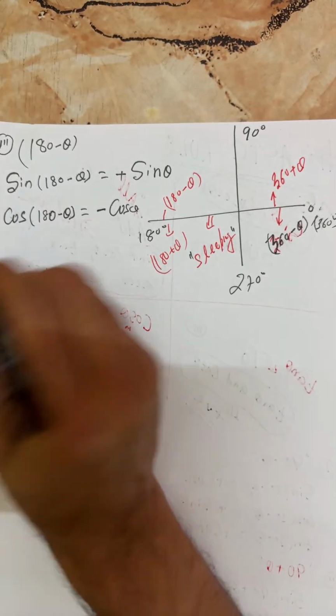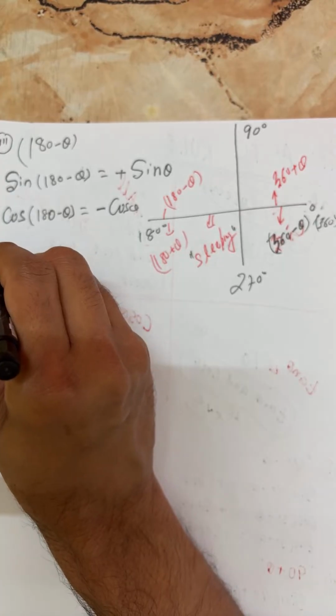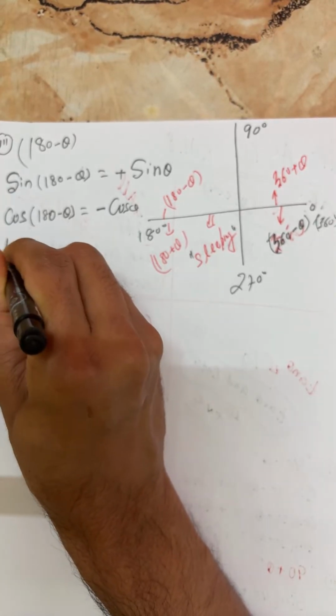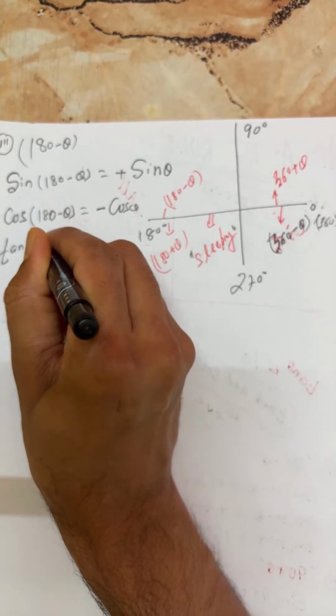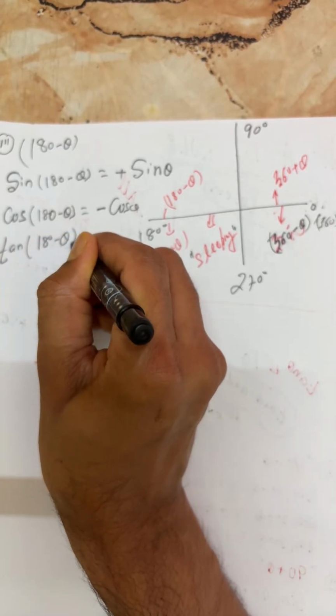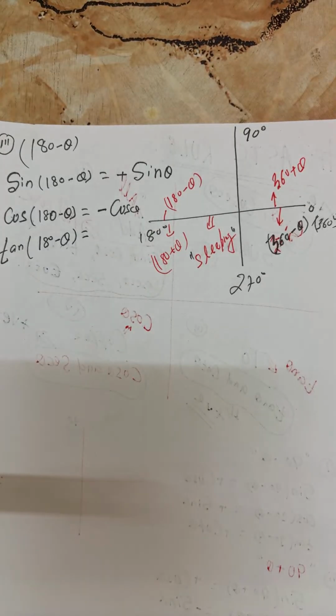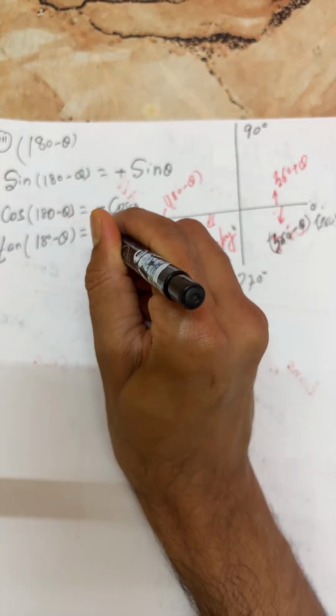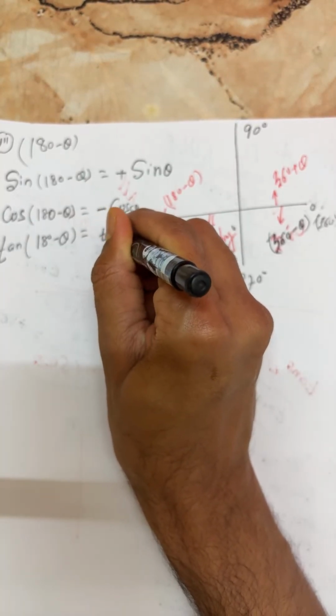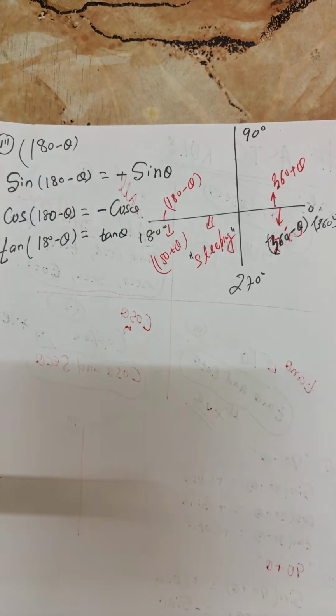Okay, now next one here. This is tan of 180 minus theta. Initially I can write tan theta. Is it plus tan theta or minus tan theta? Tell me first, anyone from all of you watching me currently.